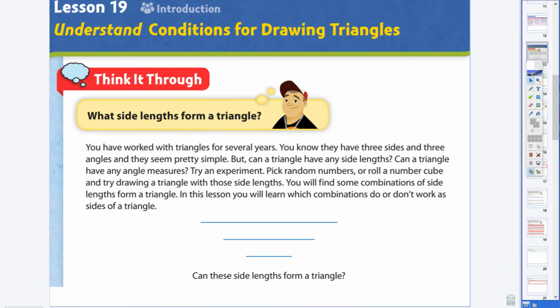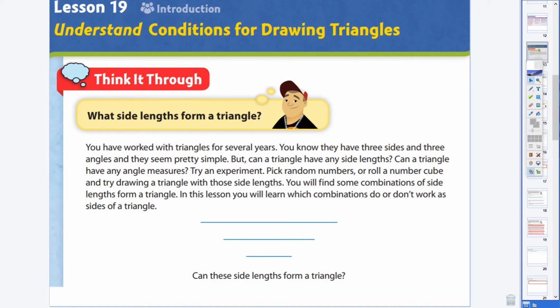Let's understand conditions for drawing triangles. Think it through. What side lengths form a triangle? You have worked with triangles for several years. You know they have 3 sides and 3 angles, and they seem pretty simple. But can a triangle have any side lengths? Can a triangle have any angle measures?